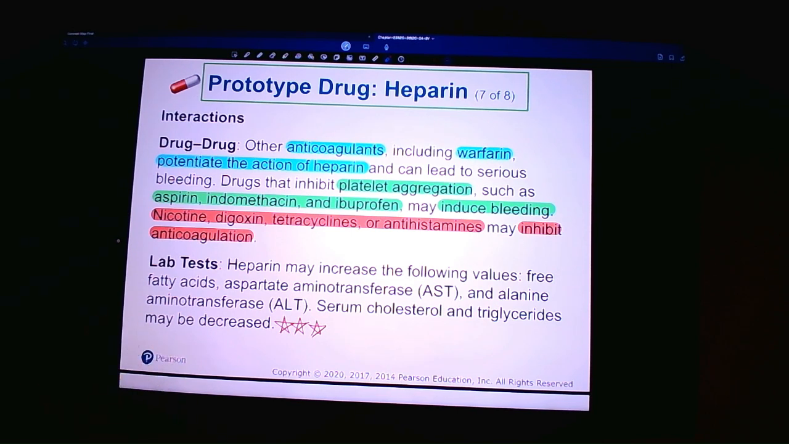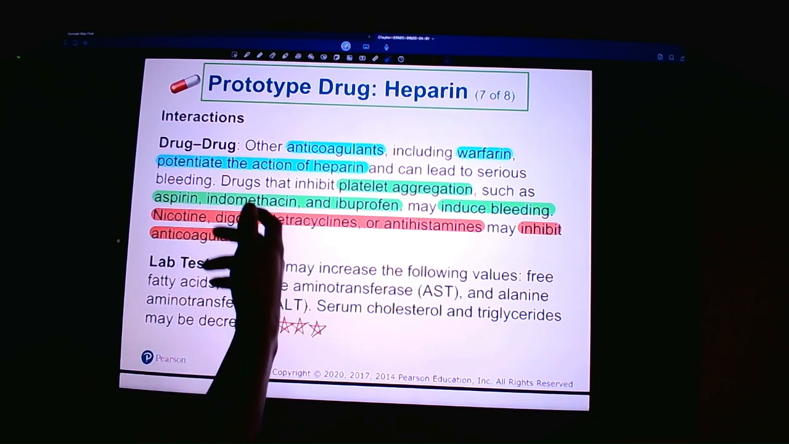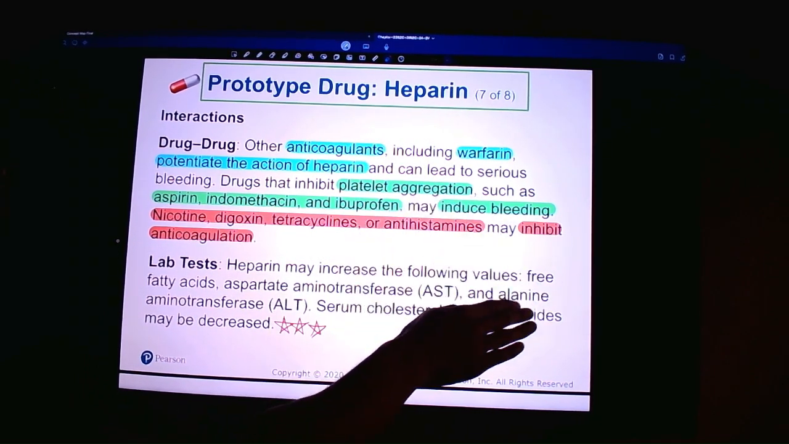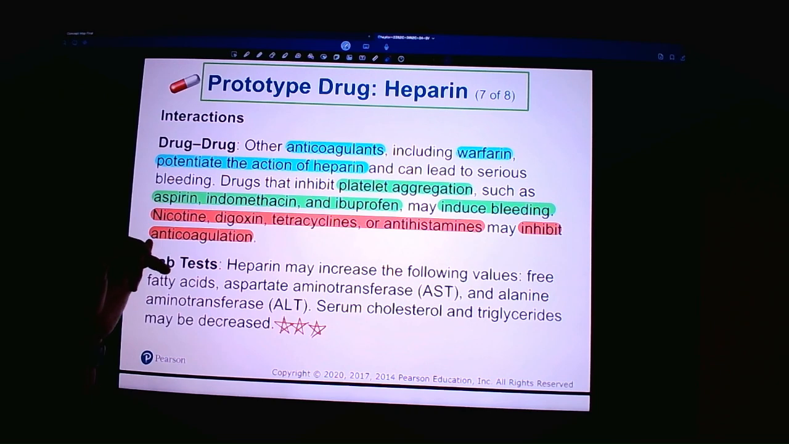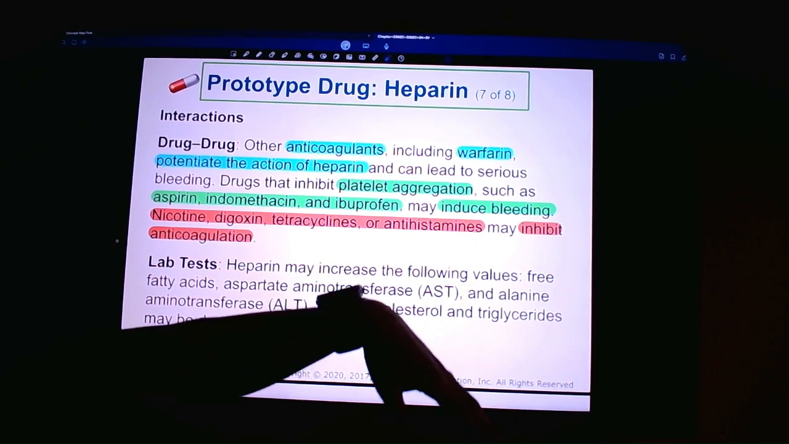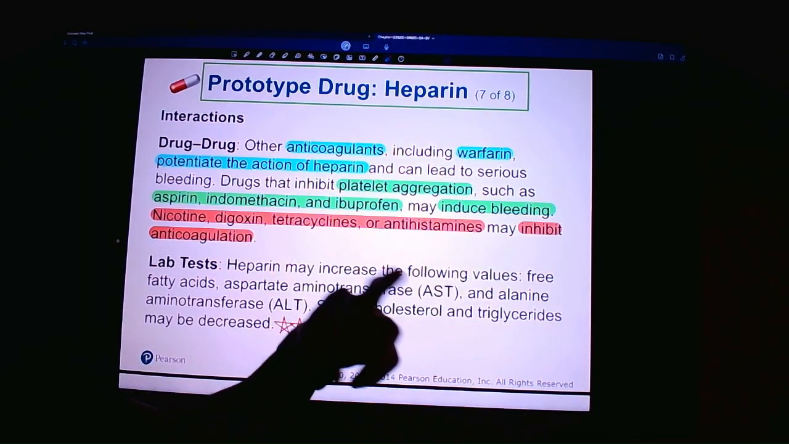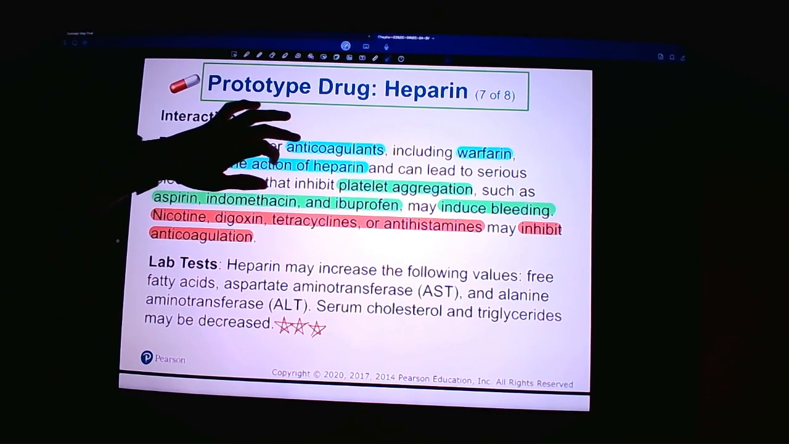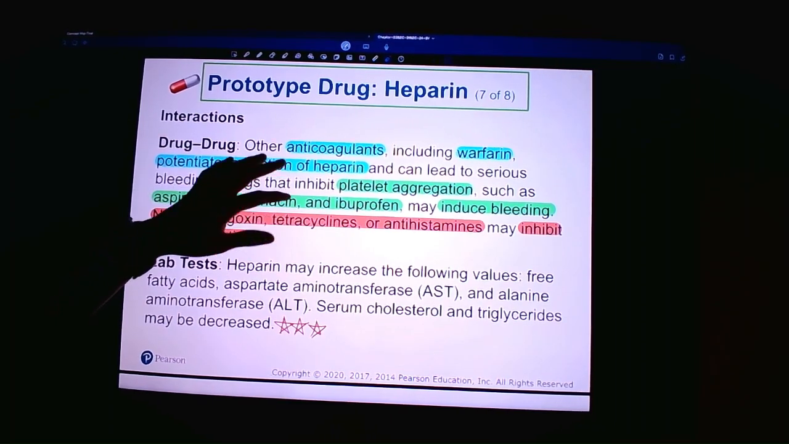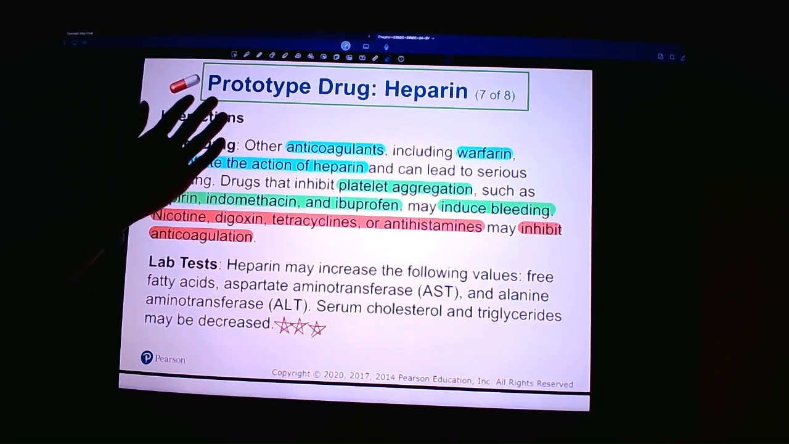The thing that's better to watch out with is drugs like nicotine, digoxin, tetracyclines, so our anti-infectives, and antihistamines, which prevent the effect of the drug, right? They inhibit anticoagulation. So nicotine, digoxin, tetracyclines, antihistamines, these are basically reversers. They reverse the drug or they cancel out the drug. That's something a little bit more unique or something that's actually important because this blue and green highlight, again, it makes sense because it's self-explanatory.